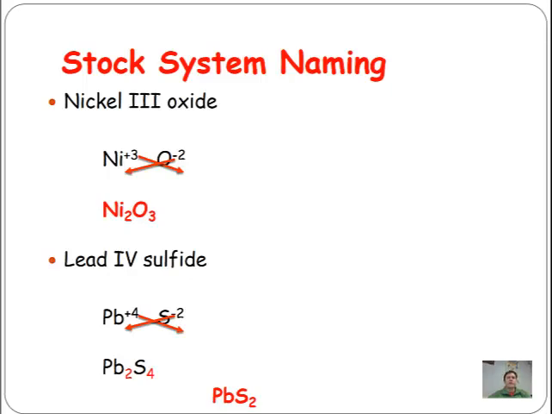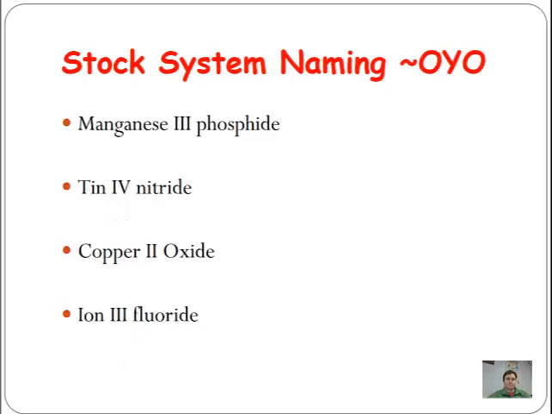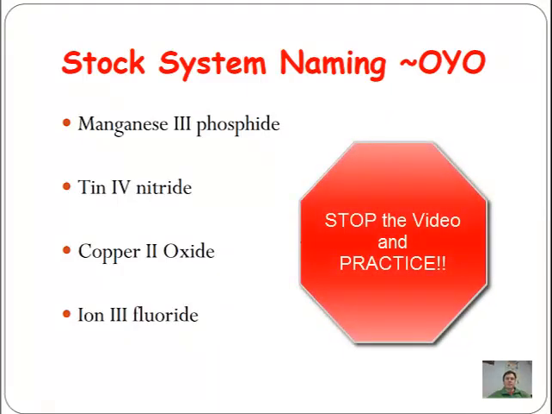Okay, so writing the formulas is fairly easy because the name tells us the charge of your cation. Then we just go our normal rules for the anion. Okay, try these 4 on your own here. Go ahead and pause the video and then come back and we will test and see how you did.